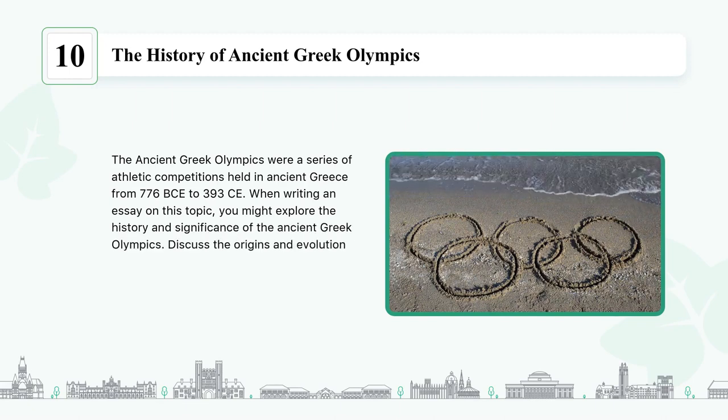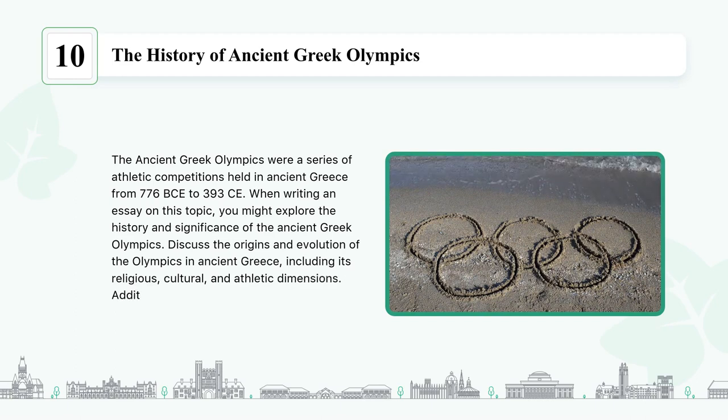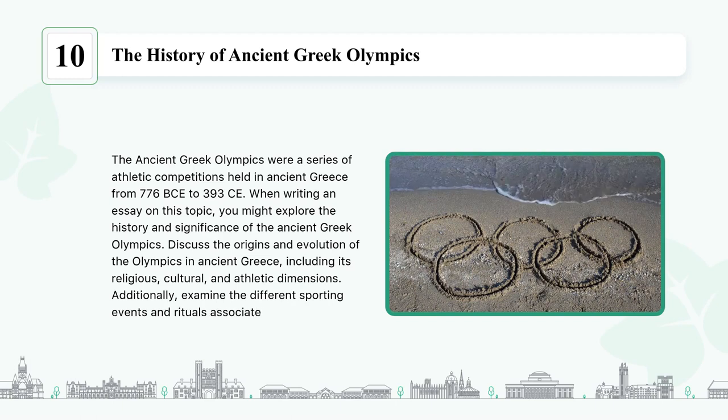Discuss the origins and evolution of the Olympics in ancient Greece, including its religious, cultural, and athletic dimensions. Additionally, examine the different sporting events and rituals associated with the ancient Greeks.